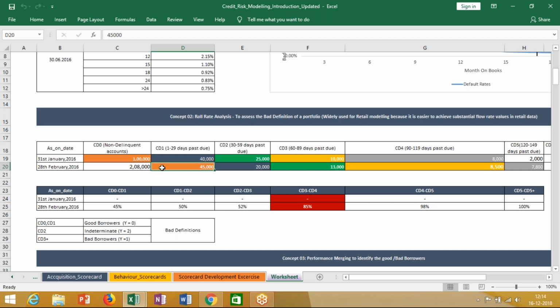So what is the flow rate over here? The flow rate has been considered in this next table. This part shows how much of the balance has flown from CD0 to CD1. So this is D20 by C19. 45,000 out of 1 lakh from the last month has now flown to become 1 to 29 days past due.